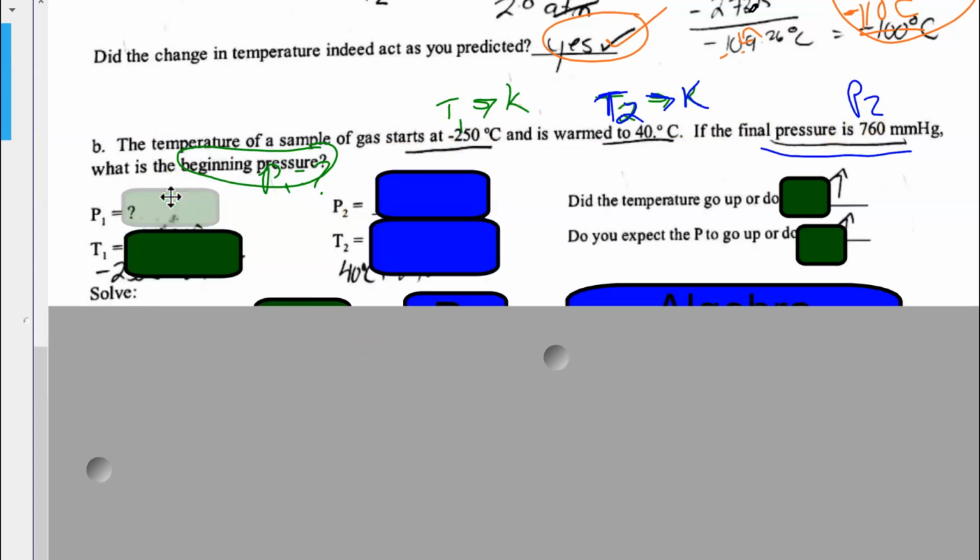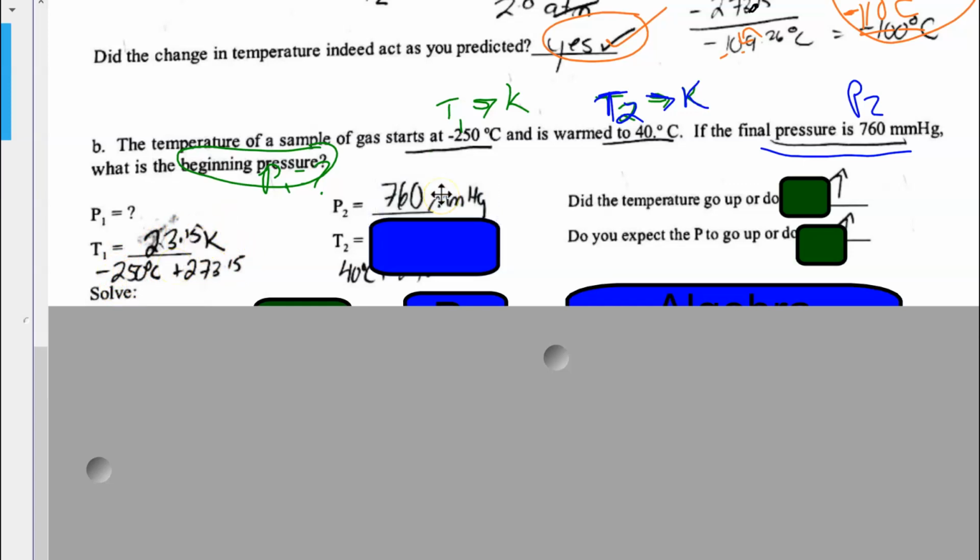So pressure 1, we don't know it. We're solving for it. Temperature 1, we have to convert that negative 250 to Kelvin. Take your negative 250 plus 273.15, we've got 23.15 Kelvin as initial temperature. P2, we're told, is 760. At this point, note that there's 2 sig figs here. There are technically 3 sig figs here, least number of decimal places after adding and subtracting. And T2 is 313.15 Kelvin.